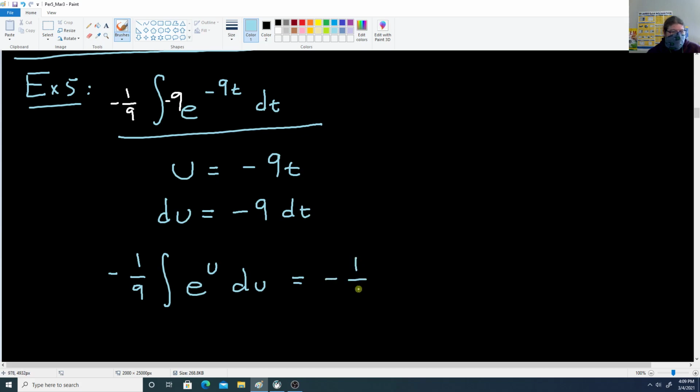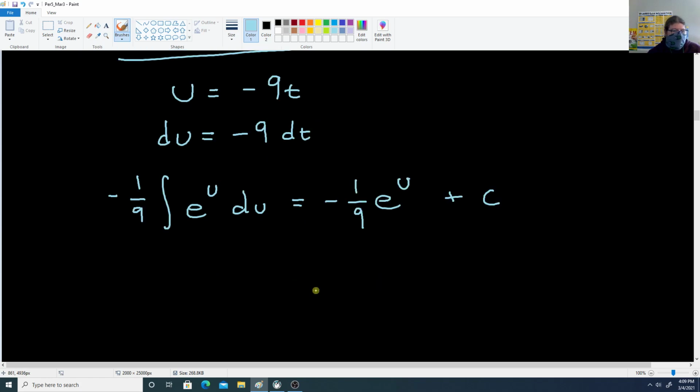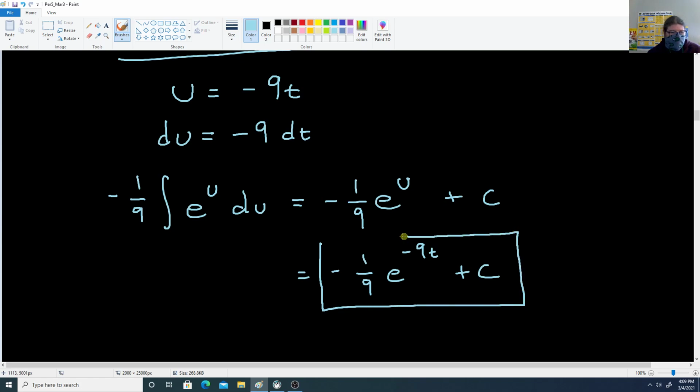E is its own antiderivative, so this will become negative 1/9 e to the u. I have to put a plus c after it. U is a stand-in for negative 9t, so this will be negative 1/9 e to the negative 9t plus c, and that should be our antiderivative. Sorry, that should be the indefinite integral that we're trying to calculate.